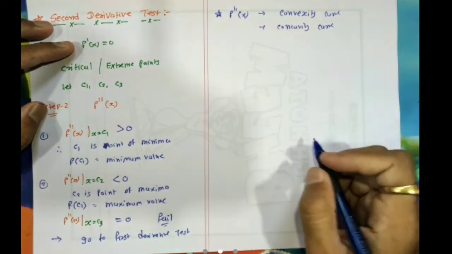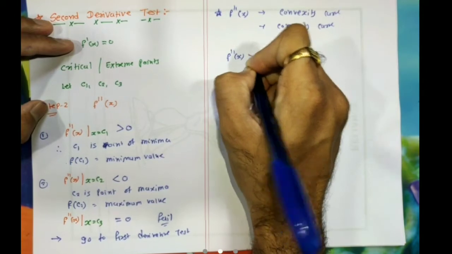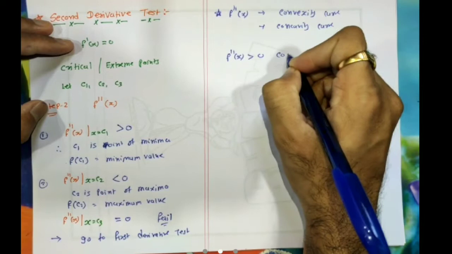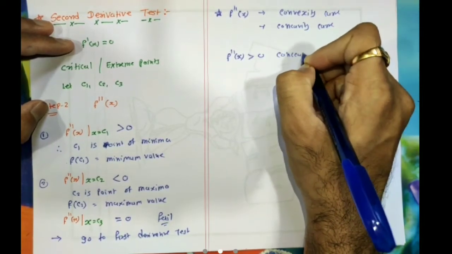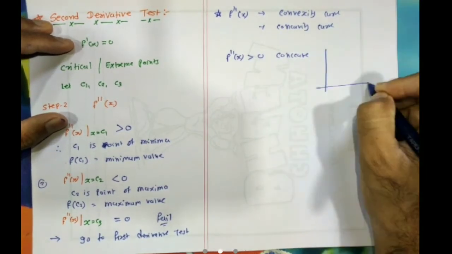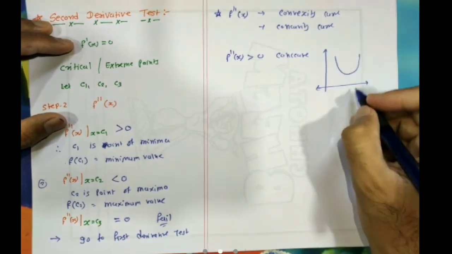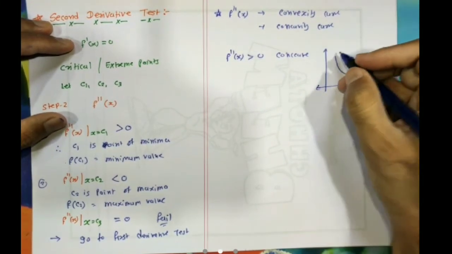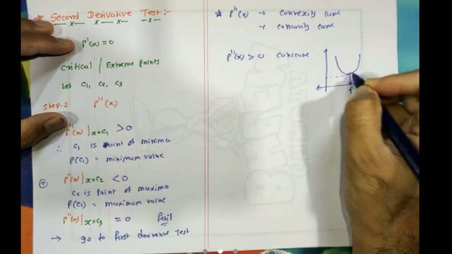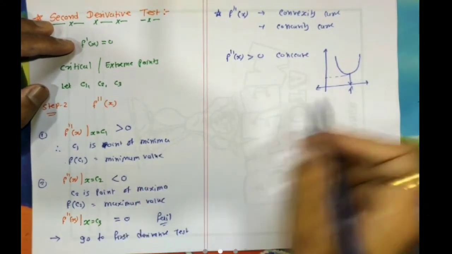So what is this convexity and concavity? Suppose our second order derivative is greater than 0, it is positive. So the curve is a concave curve. The curve will be like this. You have to observe this curve from the x-axis. So it will give the concave curve, and for this curve, this value will give the minimum value. Therefore, if f double dash x is greater than 0, we are getting the point of minima.